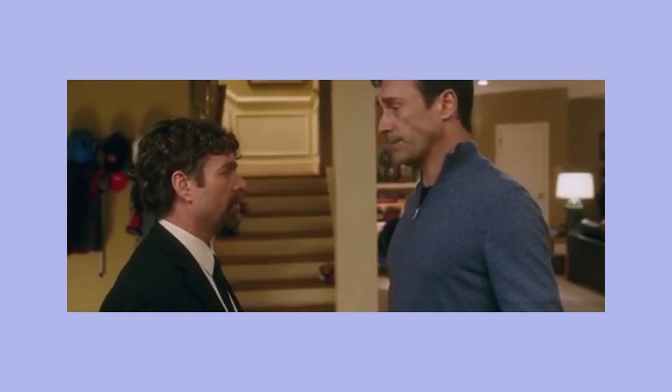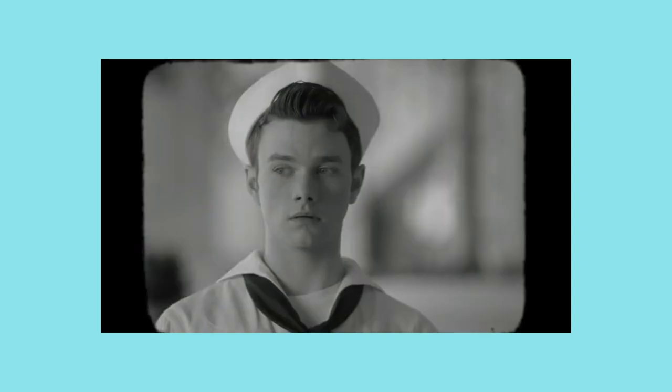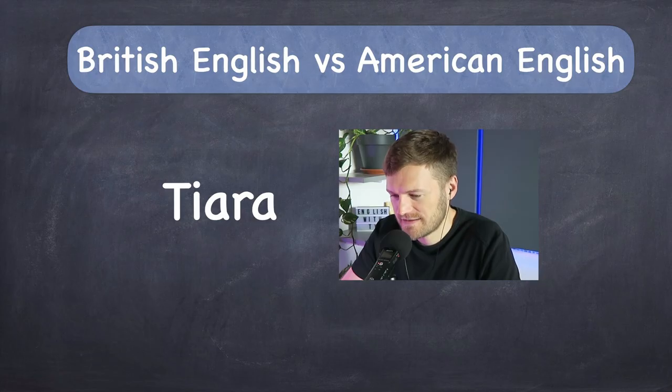Worst case scenario. The next word is spelled S-O-P-R-A-N-O. And in British English, this would be pronounced soprano with an R sounding A once again. And in American English, it would be soprano with an A. Here's an example of the American pronunciation for you. A strapping male soprano.